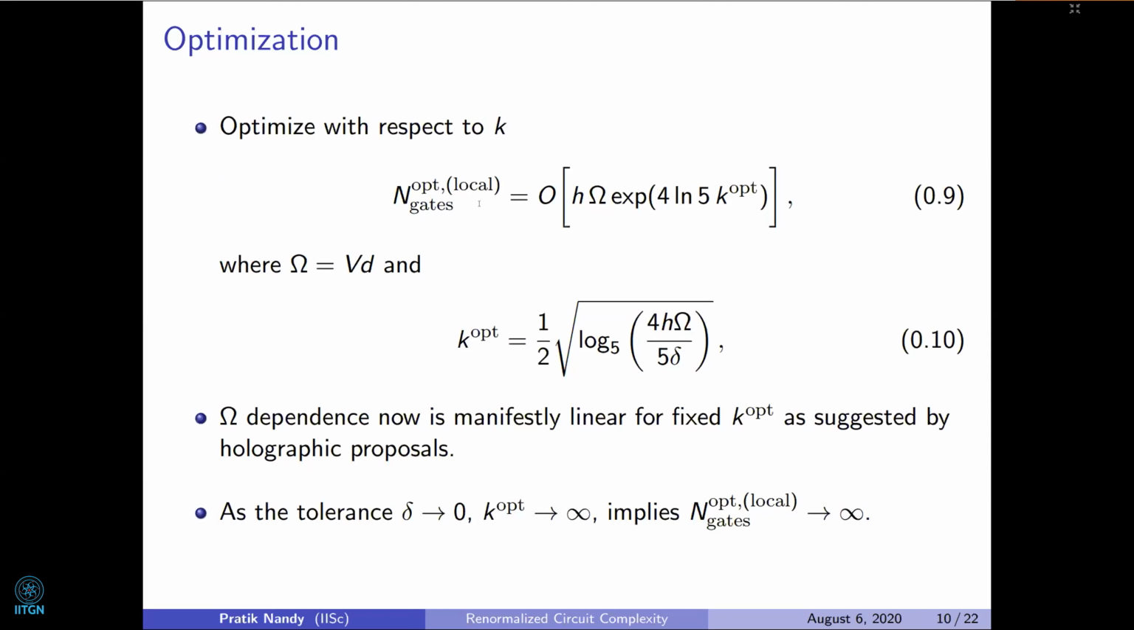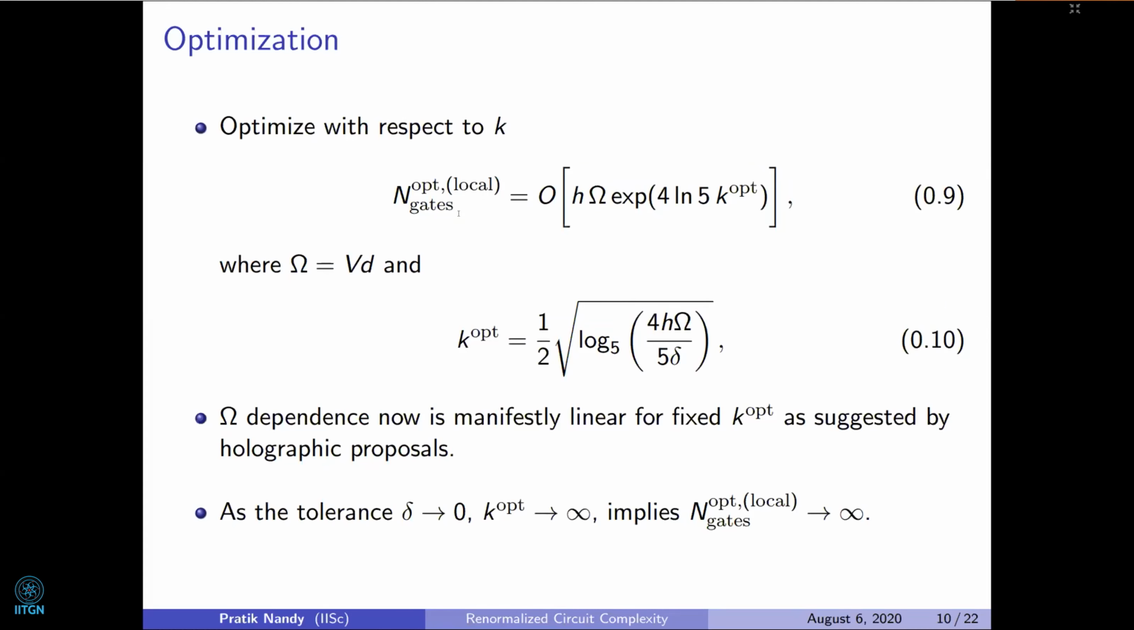There is also a problem from the experimentalist's point of view. Suppose we are given two different deltas. For the two different deltas, we have two different total numbers of gates. So each time we have a different tolerance, we have a different number of gates. From an experimentalist's point of view, this is a complete disaster, because each time he or she has to build a different circuit with a different number of gates.